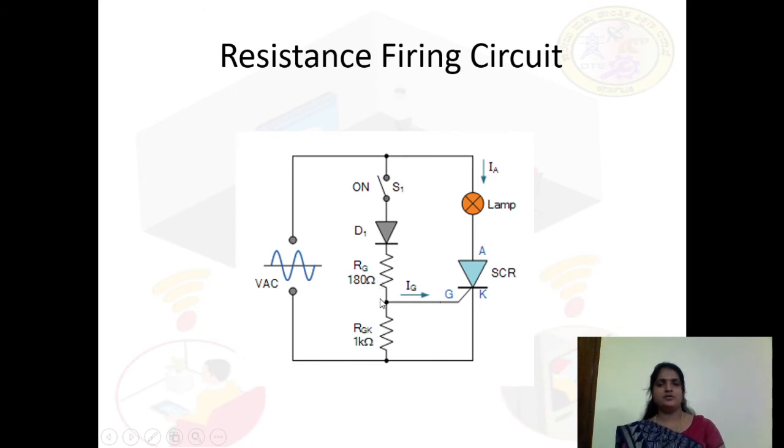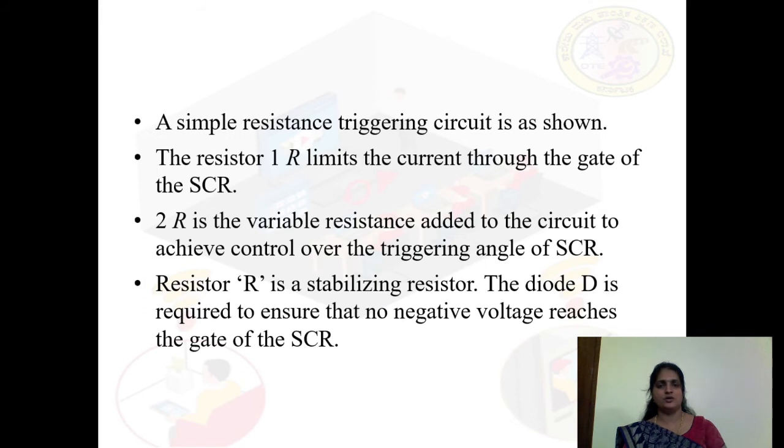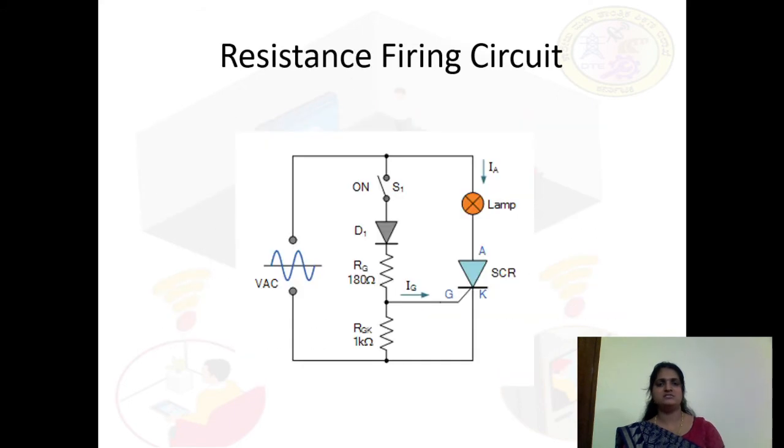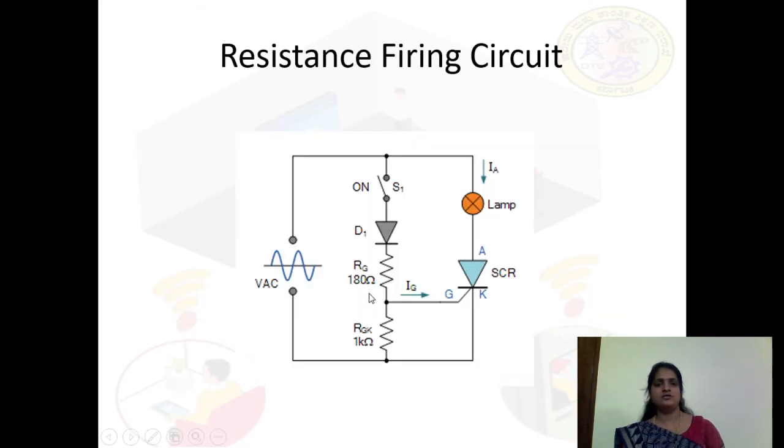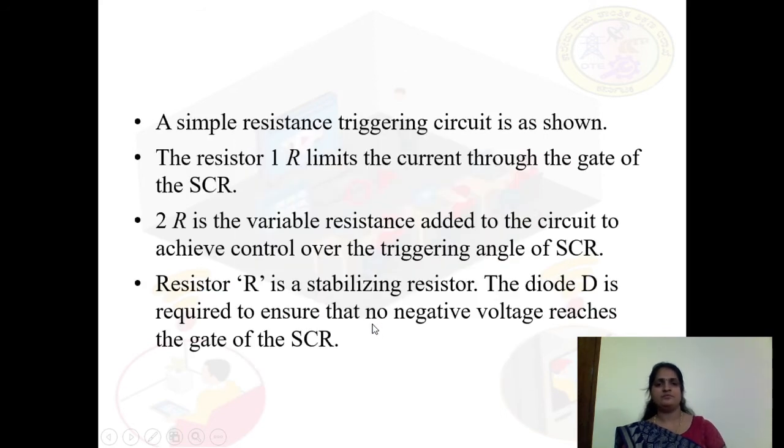And coming to the explanation of this resistance triggering circuit, the previous diagram shows the resistance triggering circuit. Here one resistance, R1, limits the current through the gate of the SCR. The second resistance is a variable resistance which is added to the circuit to achieve control over the triggering angle of the SCR. The other one is used to limit the current through the gate of the SCR.